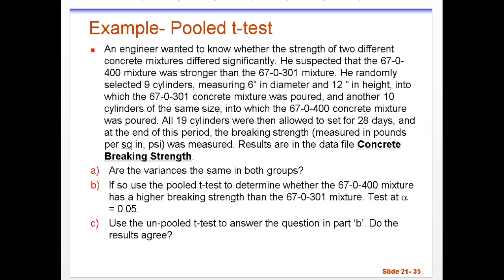So in our data file, we're going to have the breaking strength. Anytime we are comparing two groups, and these two groups, by the way, are independent, we have a set of concrete that's mixed up under one set of specifications. We have 9 test cylinders that we look at for breaking strength, and then another completely different mixture was made up, the one with the 400, and they had 10 cylinders that were filled and set to harden.